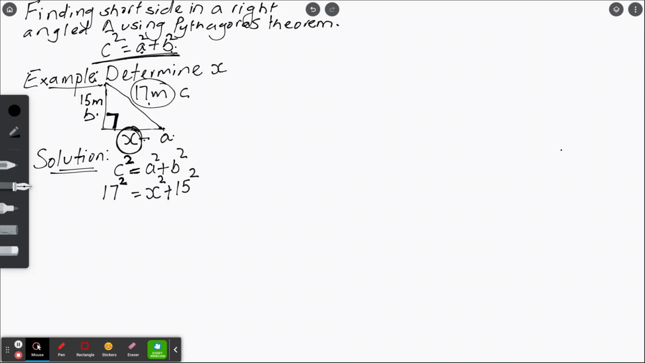Now 17 square, if you use a calculator, will give you, I think, 289. I will double check that using a calculator in a minute. So 289, and then x squared is just x squared, because at the moment it does not have any value. Our purpose is to find a number for x, right? And to do that, we have to find out 15 square first. 15 square is 225.